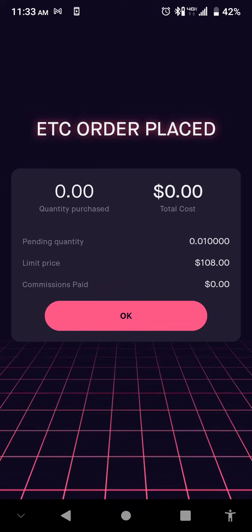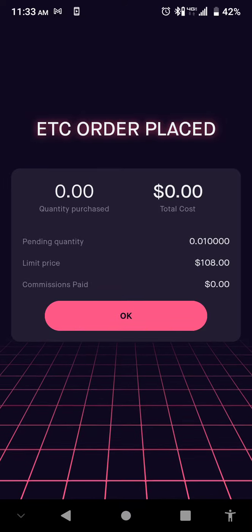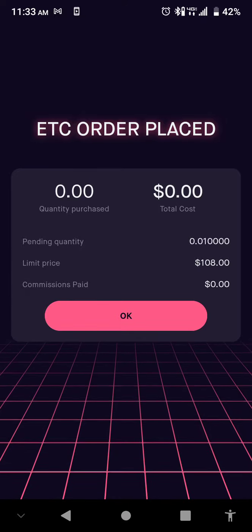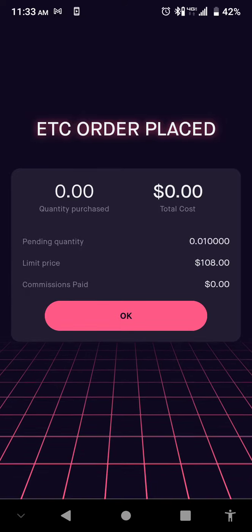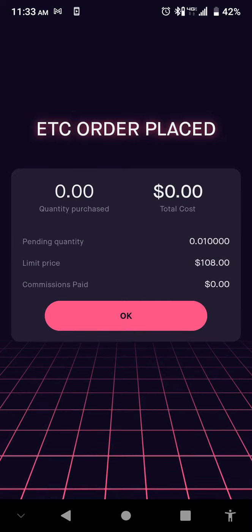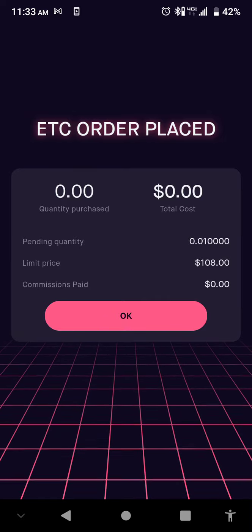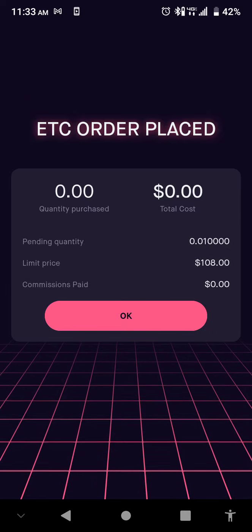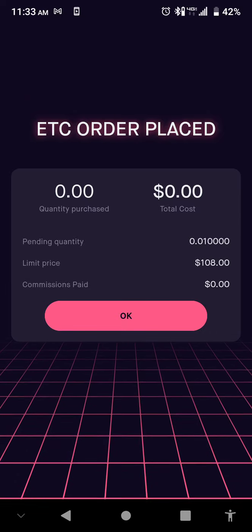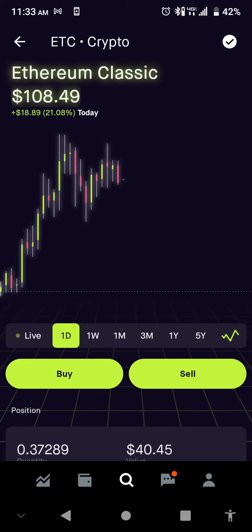Now I can do this buy and sell as many times as I want with cryptocurrency on Robinhood, and they won't consider it as day trading. But that is how you place a limit order on Robinhood. Now once the price drops back down to $108, it will automatically place my order and buy that for me. As you can see, it's still at $108.54. It's going up and down now. But if it does go back down to 108, then it will automatically purchase.